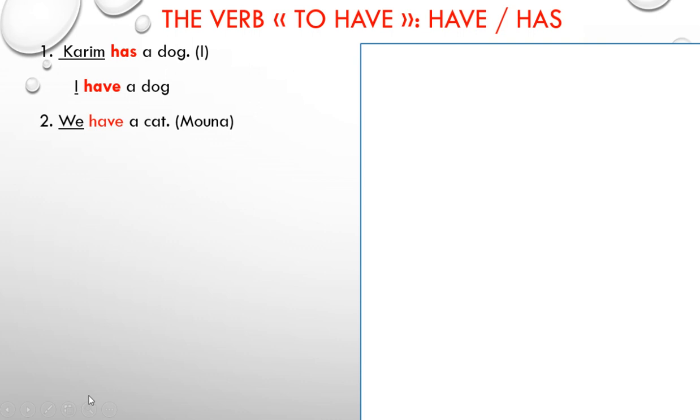Now number 2, we have a cat. Now let's replace we with Mona. I'm sorry. So what can you say? Mona is she. When we have she we use has. So simply we say Mona has a cat.